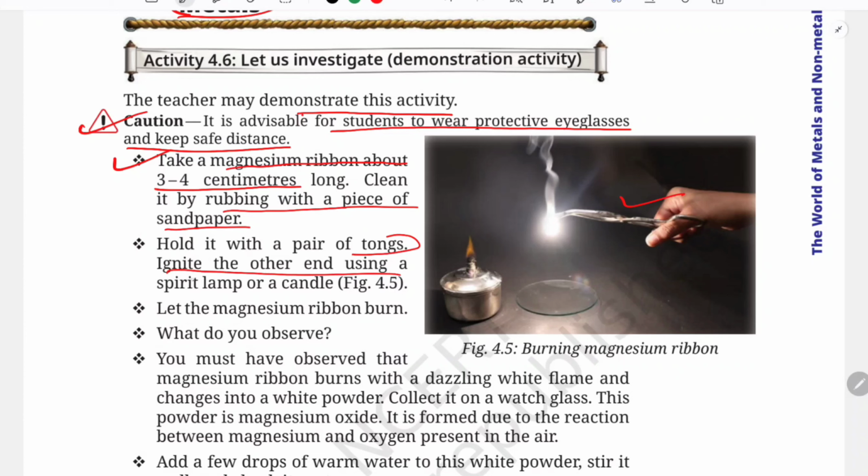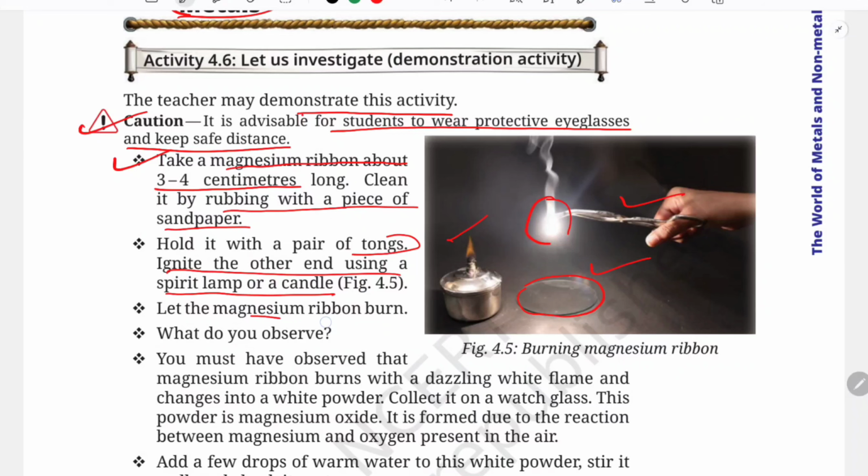Ignite the other end using a spirit lamp or a candle. So this is the spirit lamp here, or if you don't have a spirit lamp, you can ignite it with a candle also. And also you need a watch glass here. Why? Because this magnesium ribbon, after burning, will turn into white powder. So in order to collect that, you need this watch glass.